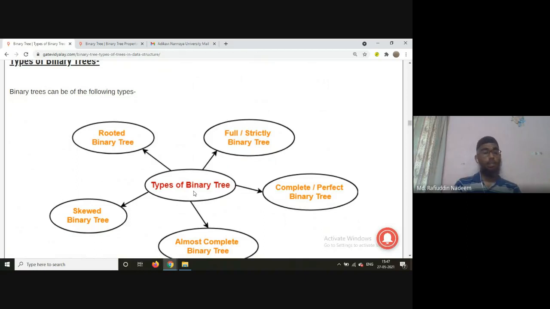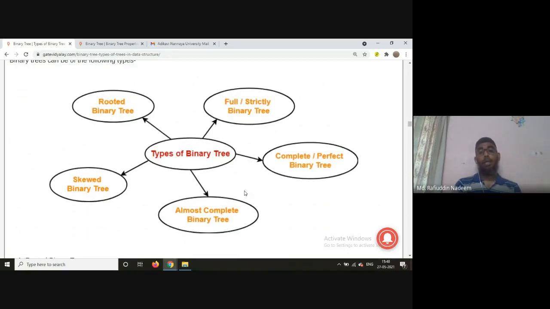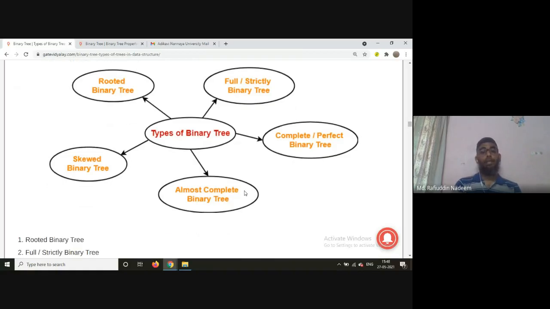Now let us continue and learn some new things today, that is, the various types of binary trees. We have the rooted binary tree, the fully or strictly binary tree, then a complete or perfect binary tree, then a skewed binary tree, then an almost complete binary tree.